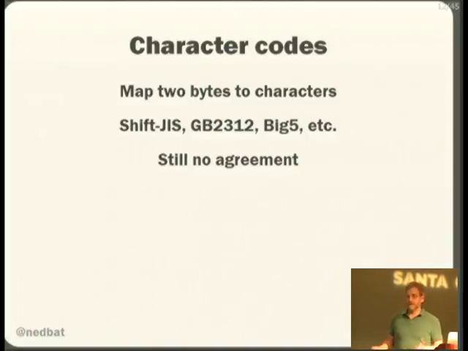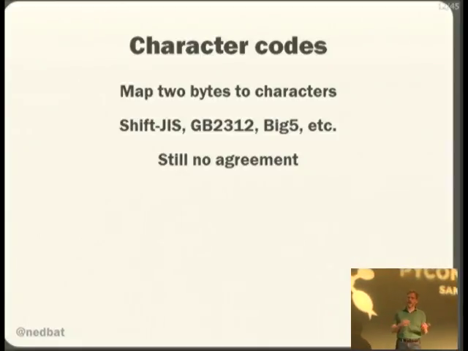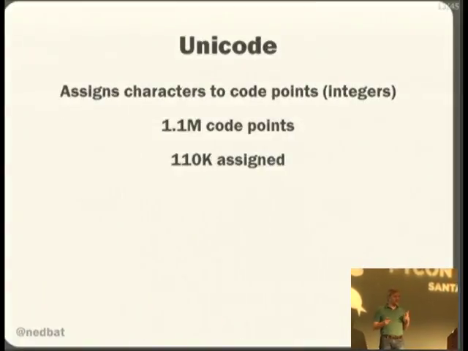So we'll use 2 bytes. But that didn't help either because, as it turns out, even 65,000 symbols isn't enough, and there were multiple different 2-byte codes, and people couldn't agree on them, and there were various problems with them. So what we finally come to is this thing called Unicode.